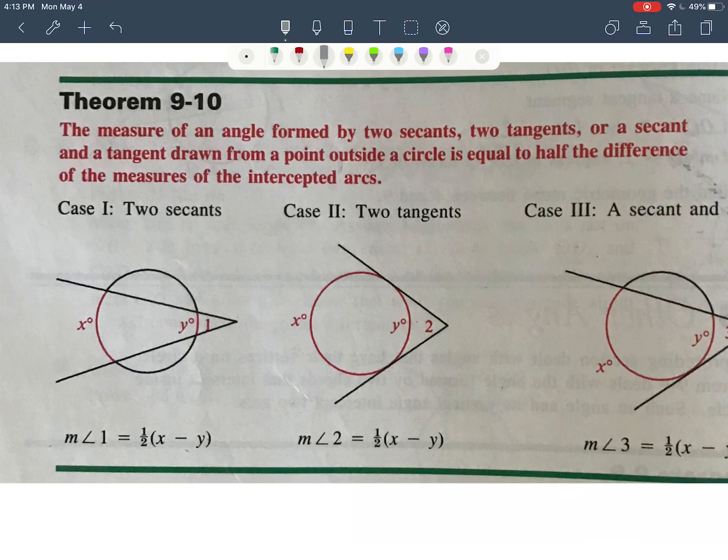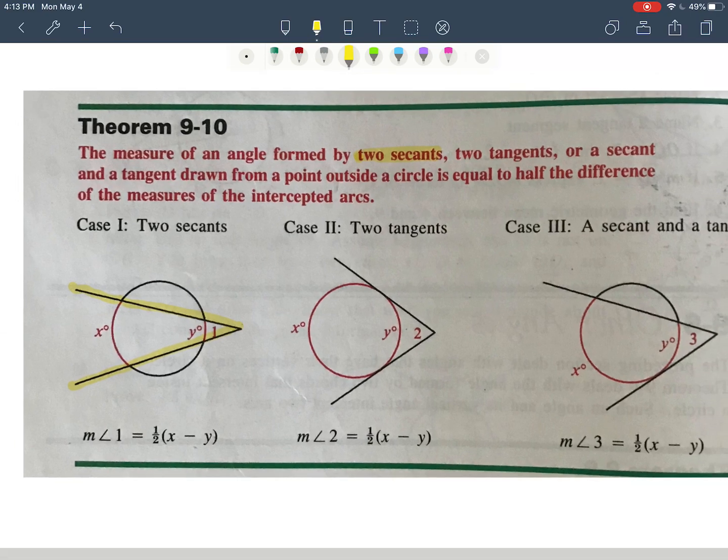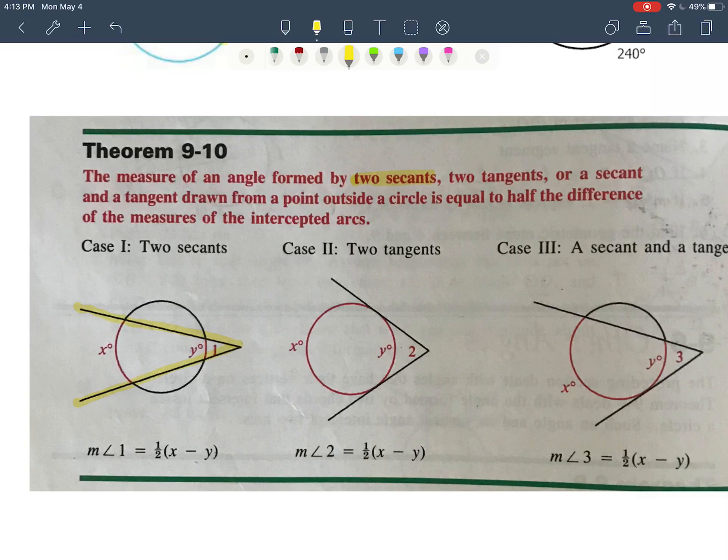So the measure of an angle that can be formed outside of the circle can be formed by two secants. So that's our first example. Here's our two secants. A secant line goes through the circle twice, not going through the center. It could go through the center, so the secant doesn't necessarily have to avoid the center. As long as you've got two secants that are going through the center, you're good.